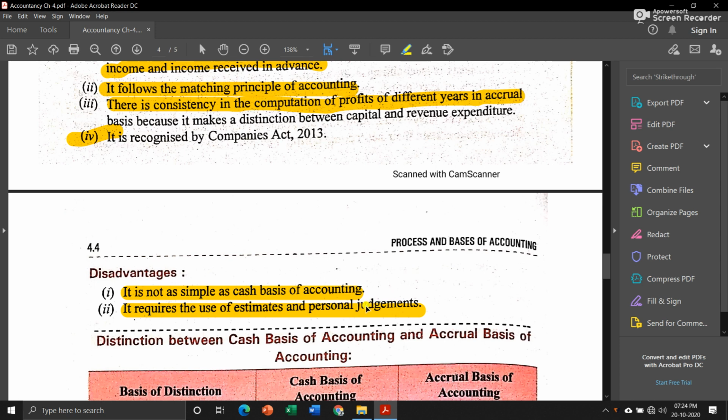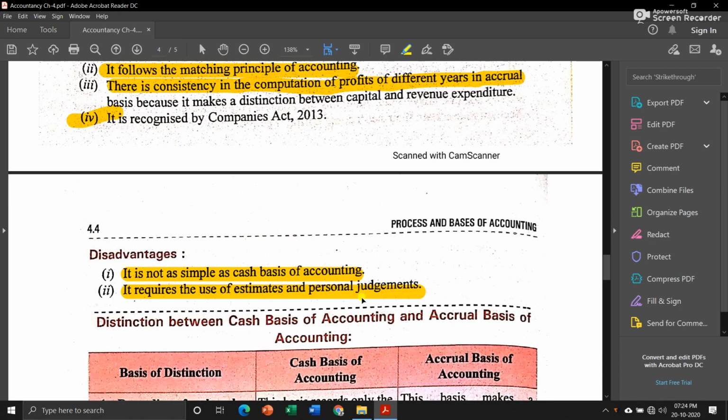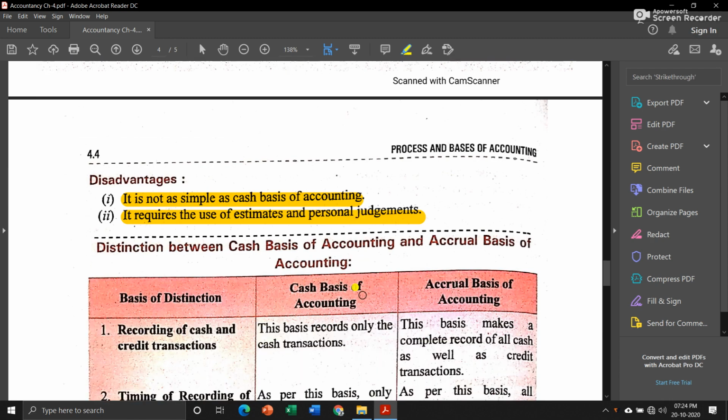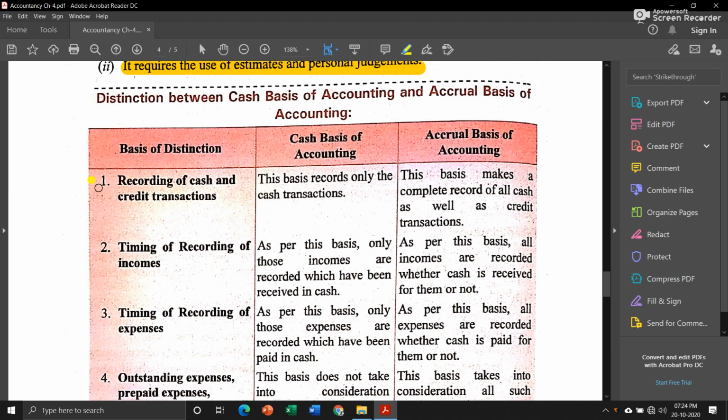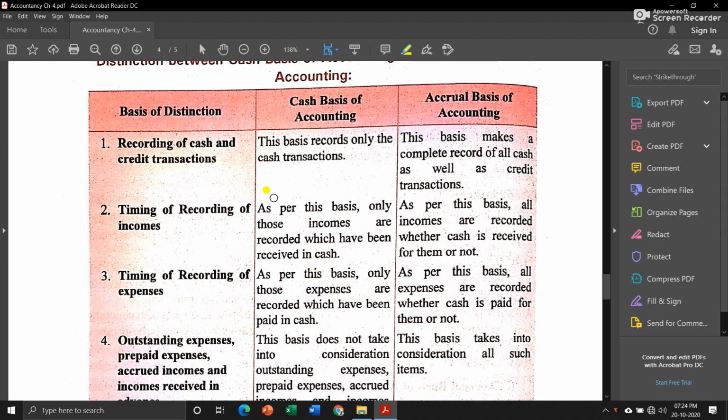Since we don't have basis of cash receipt or cash payment, we have to put our personal judgment as well for making financial statements under accrual basis of accounting. Now let us see what are the distinctions between these two types of accounting. First, relate on the basis of recording of cash and credit transactions. We know that cash basis they record only cash transactions, and accrual basis they record cash as well as credit transactions.